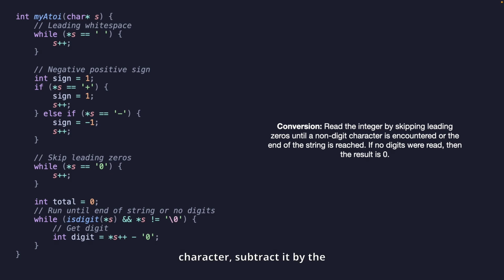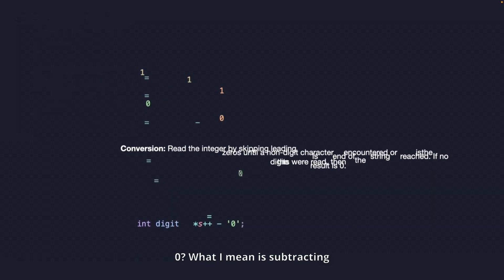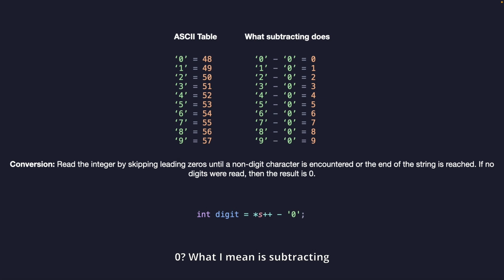Now, we take the current character, subtract it by the character 0, and increment the pointer. Now, what do I mean by subtracting by the character 0? What I mean is subtracting by the ASCII value. And on the right table, you can see the result of the subtraction. What it ends up doing is kind of extracting the actual number from the character.